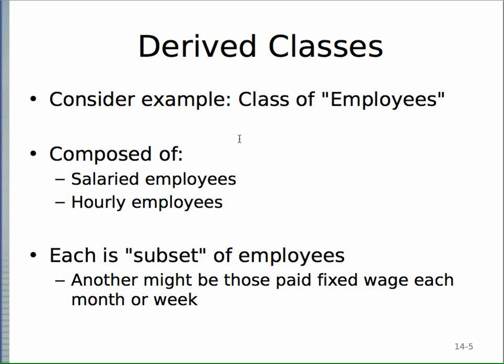So the example that the book uses in chapter 14 is the employee class. Let's say we have two kinds of employees: salaried employees, that is, they're paid a fixed amount per month, let's say, or per year, and then the hourly employees. So these are two kinds of employees. Each you can think of as a subset of employees. There might be yet another, a third kind of employee that's paid a fixed wage each month or week.